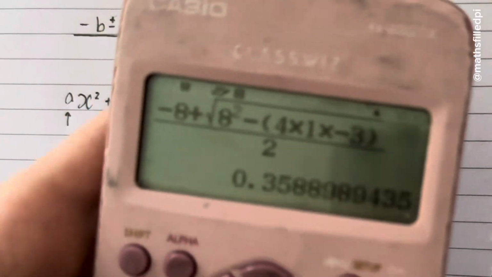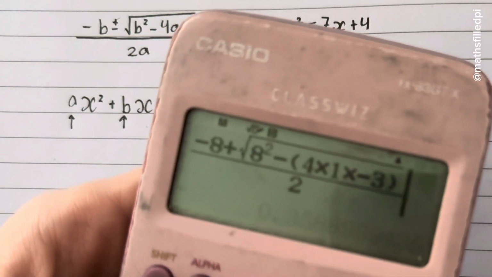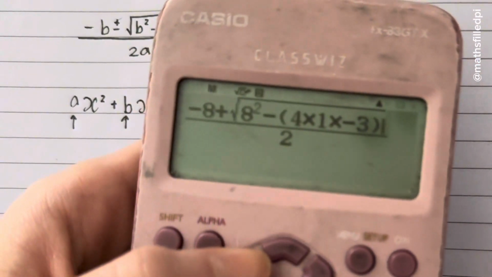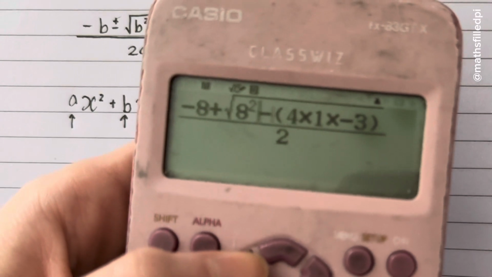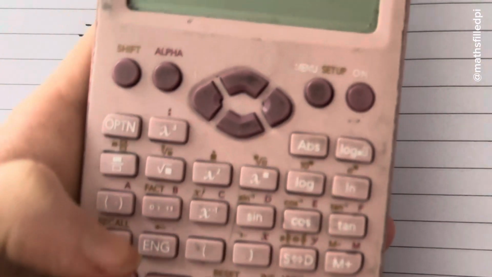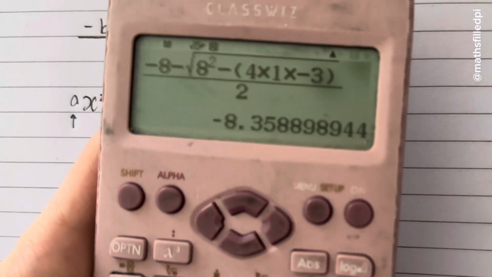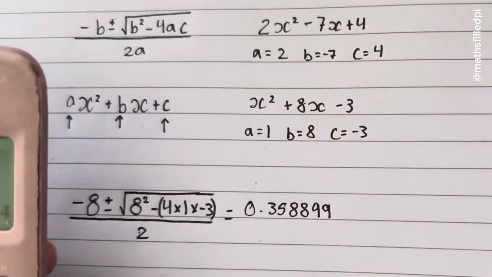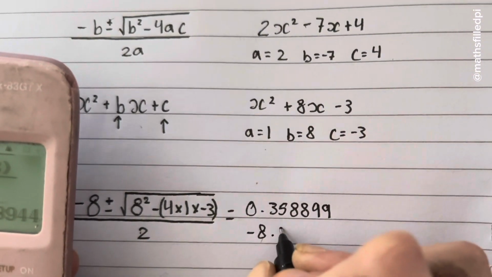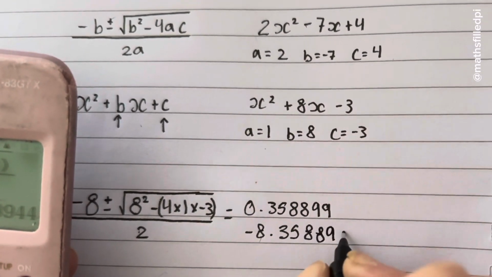Okay, now we're going to just want to use this side button to go back in our equation and change this sign to a minus sign. That way we don't have to rewrite the formula out again. So that gave us minus 8.35889.